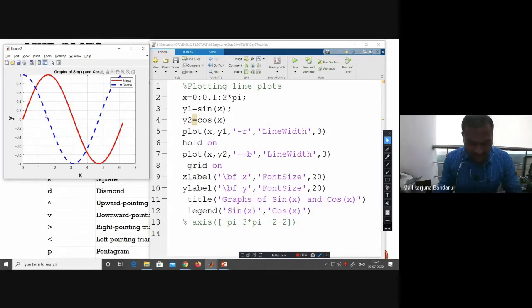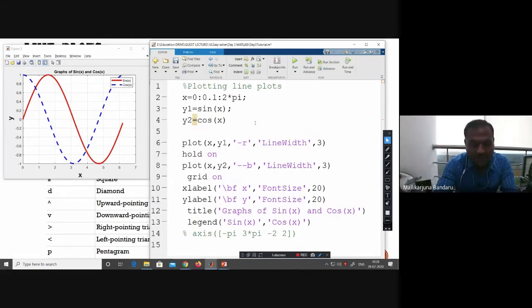Suppose this is not your wish. I mean, you don't want to show the graphs in a single axis, single graph sheet. Suppose you'd like to take different sheets and in a single graph window you would like to visualize them. So for that, let us go for the subplots.